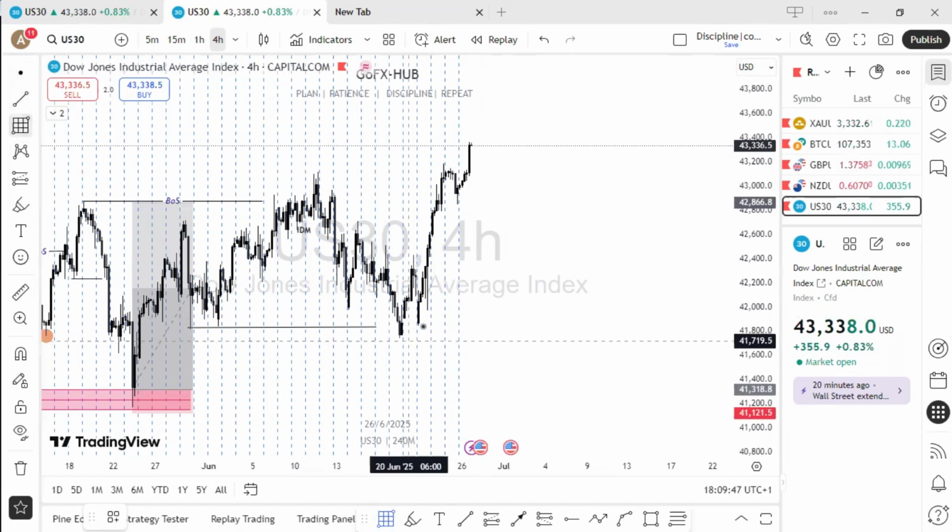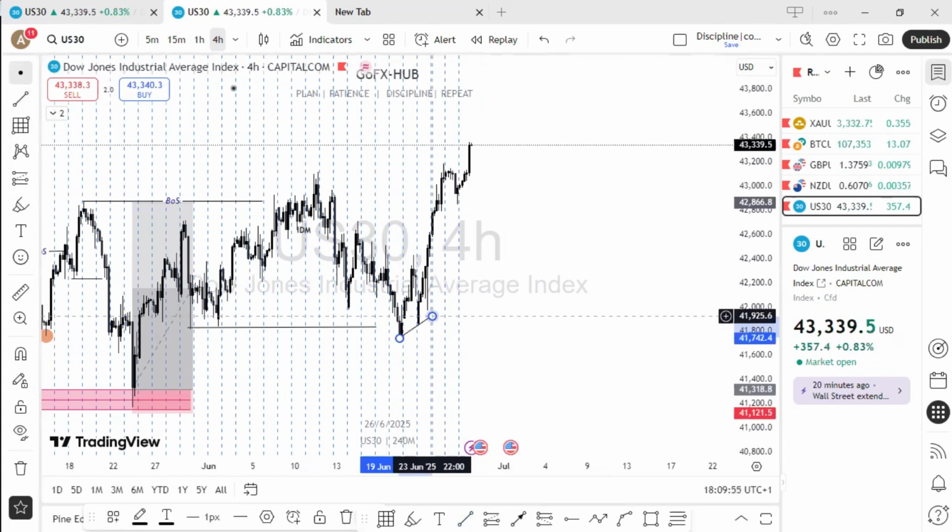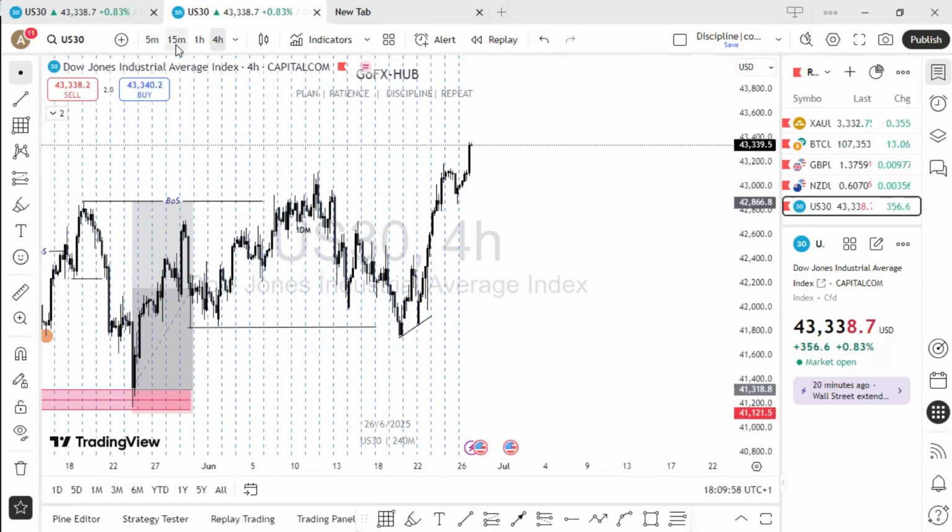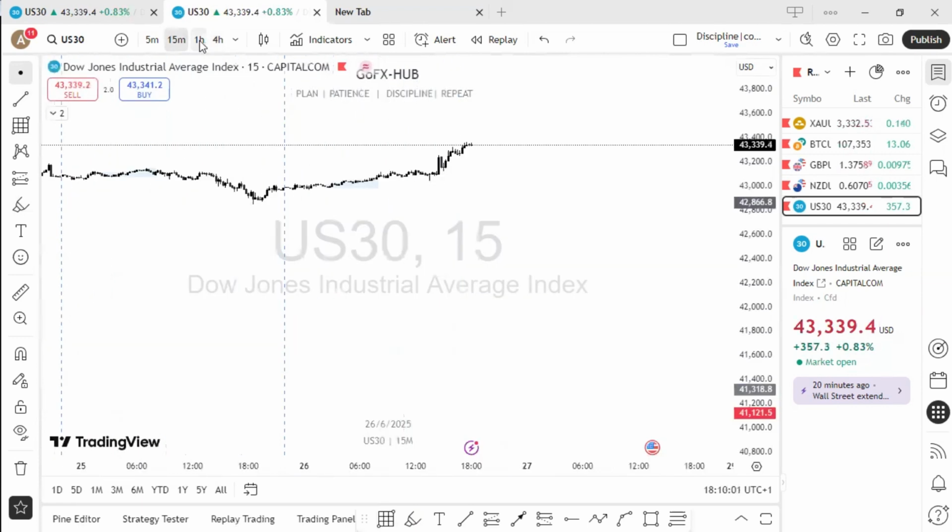So immediately there's a shift in structure here. You see that there's a shift in market structure at this point. So we can go to the lower time frame to see what's happening there. Then let me go to 1 hour first.